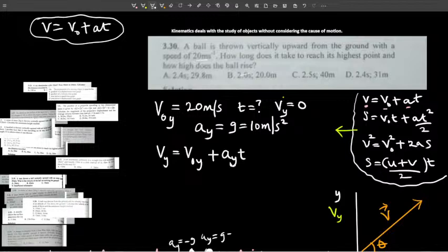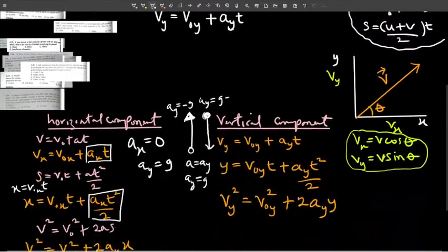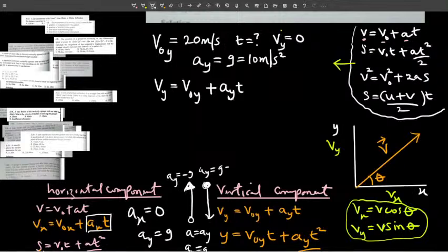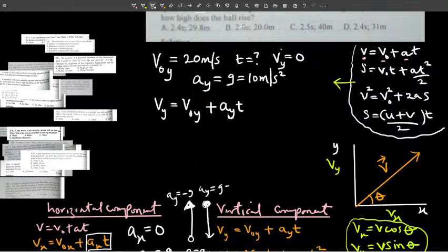It's very, very easy to get the formula. You can see that this is it over here. Okay, so let's go. So what is Vy? Vy is 0, right? So 0 is equal to, what is V naught Y? V naught Y is 20. 20 plus, what is my AY? My AY is G.